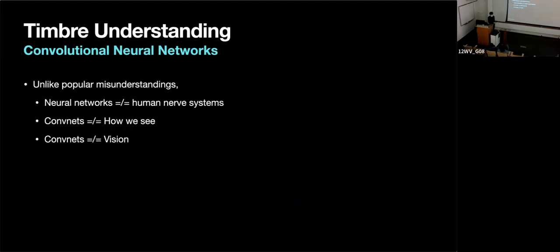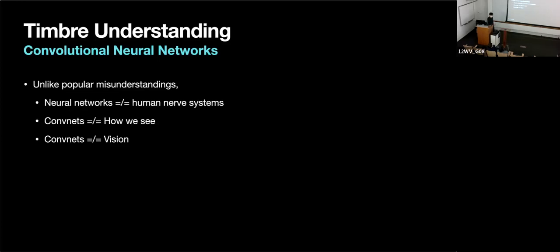And here I just wanted to reiterate some very important points. I think this misconception is too popular, and people have addressed it many times already. An artificial neural network is not exactly about the human nervous system. Also, the human nervous system is not about artificial neural networks. And also Convnets, the same.